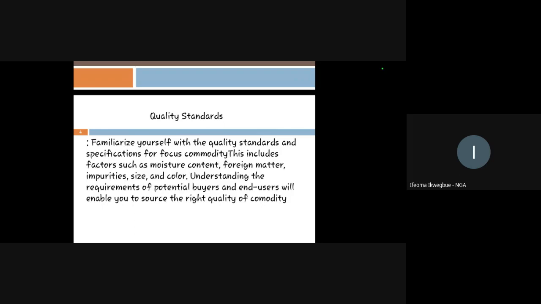Then again, we have quality standard. We need to familiarize ourselves with quality standard and specification for focused commodities, and what are the things we look for in these commodities. Just like Mr. Gabriel mentioned, we need to understand the moisture content. This moisture content is the most important part of these parameters. And why is it important?